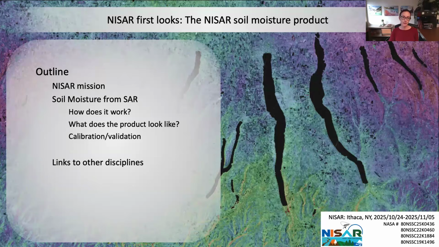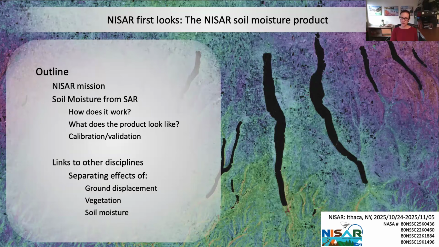And so this often involves trying to separate out the effects of motion of the ground surface that people often try to study with NISAR from things like changes in vegetation or from soil moisture. I'll show some examples of some of the work we're doing at Cornell on that, as well as what other folks in the community are working on.